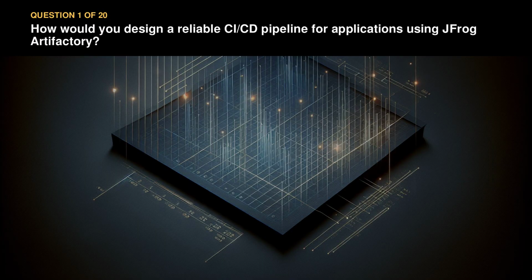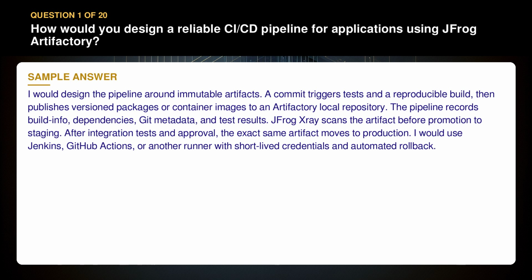Question 1. How would you design a reliable CI/CD pipeline for applications using JFrog Artifactory? I would design the pipeline around immutable artifacts. A commit triggers tests and a reproducible build, then publishes versioned packages or container images to an Artifactory local repository. The pipeline records build info, dependencies, Git metadata, and test results. JFrog Xray scans the artifact before promotion to staging.